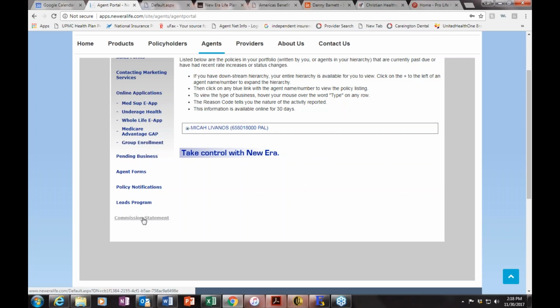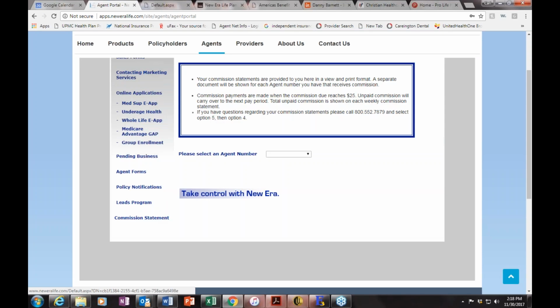And then here your commission statements will be listed. Commissions are paid out as long as the business is in and paid and issued by 5 o'clock on Friday. Commissions will be deposited on Tuesday. So you'll be able to view your commission statement on a Monday, and it'll appear in your bank on Tuesday.